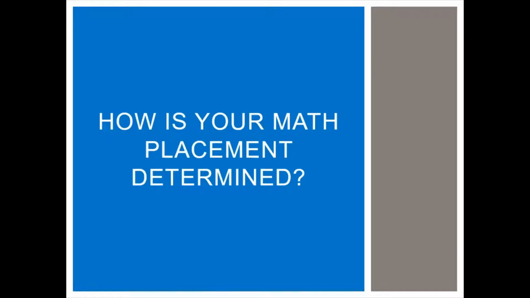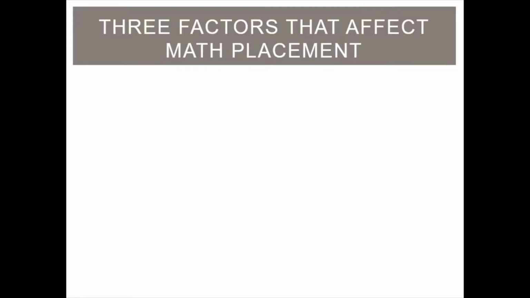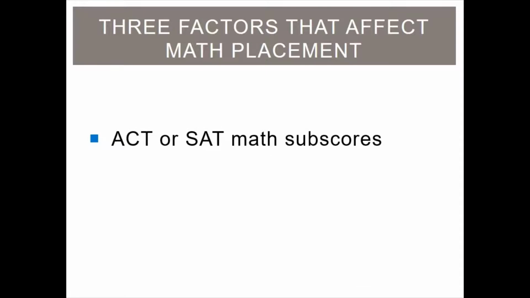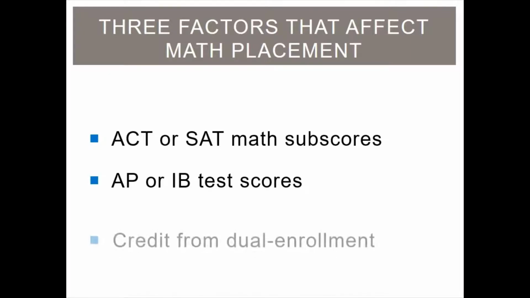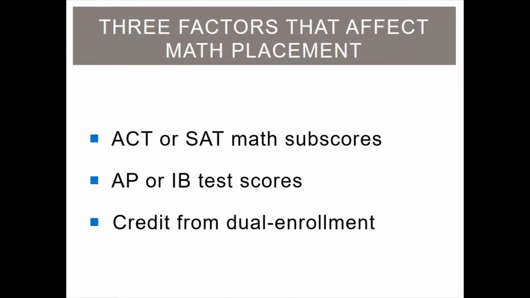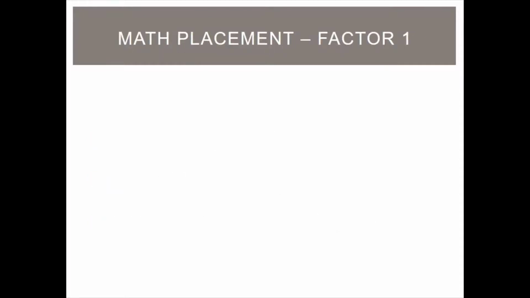So, how is your math placement determined? The 3 factors that affect your placement include your ACT or SAT math subscore, AP (Advanced Placement) and IB (International Baccalaureate) test scores, and dual enrollment credit. Let's look at factor 1.